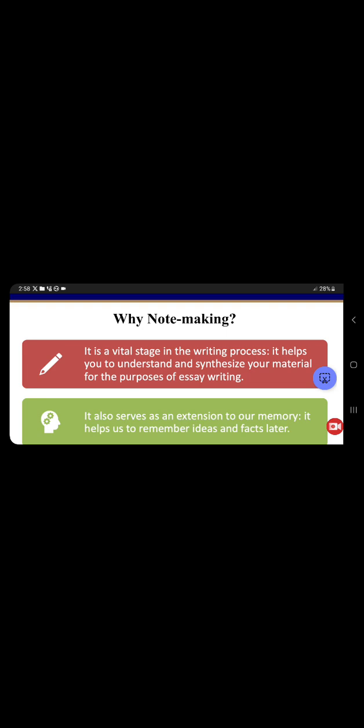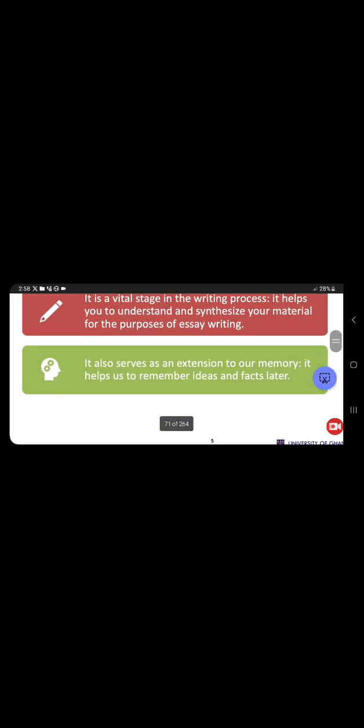It helps you to understand and synthesize your material for the purposes of essay writing. So it helps you to blend or merge your ideas, combine your ideas, put them together for the purpose of essay writing. And then secondly, it serves as an extension to our memory. When you say it serves as an extension, it means that it helps us to remember ideas and facts later.